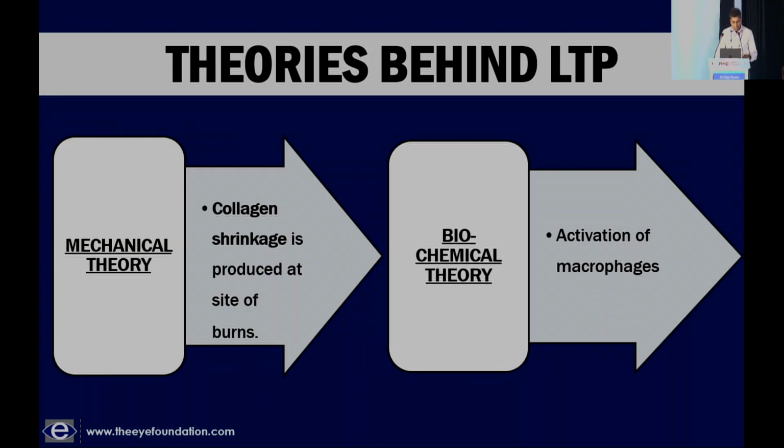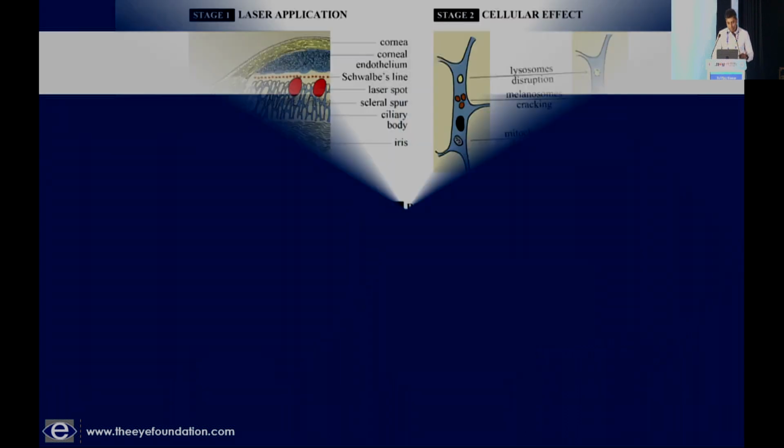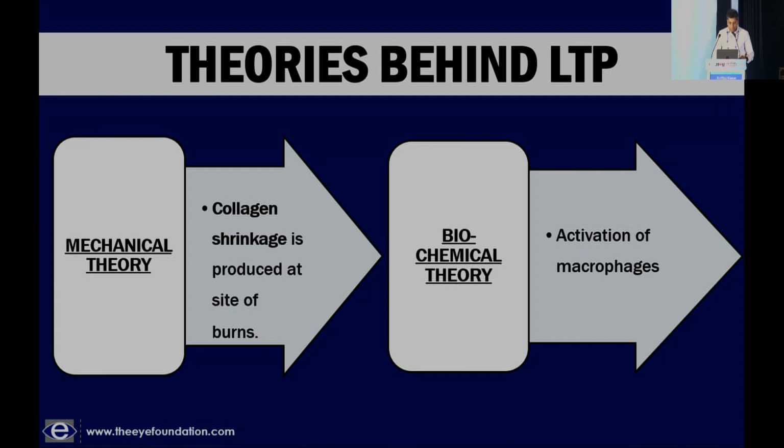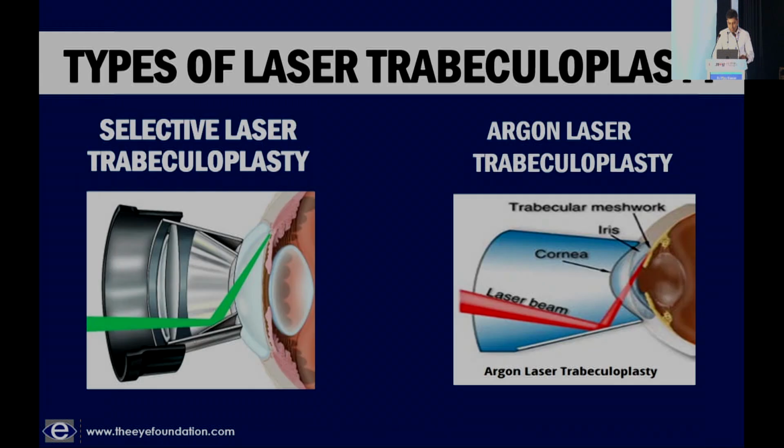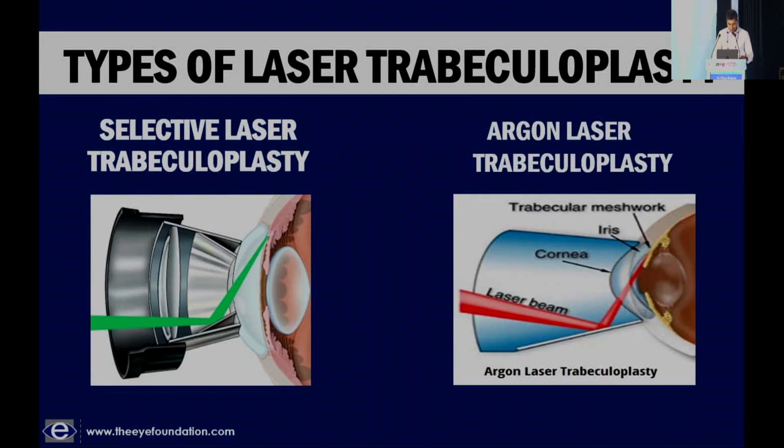There are two theories behind laser trabeculoplasty. One is a mechanical theory, which shows that there is shrinkage of collagen material in the trabecular meshwork, resulting in constriction of the trabecular meshwork, opening up of pores, and improved outflow. The biochemical theory states that there is inflammatory expression of interleukins and TNF alpha, resulting in activation of macrophages, which clear up debris at the trabecular meshwork pores, and improved outflow.